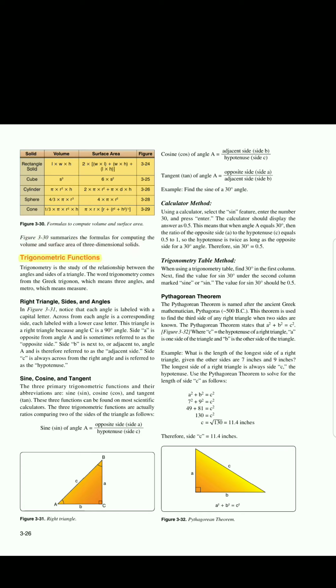Trigonometric functions. Trigonometry is the study of the relationship between the angles and sides of a triangle. The word trigonometry comes from the Greek trigonon, which means three angles, and metro, which means measure. Right triangle, sides, and angles.